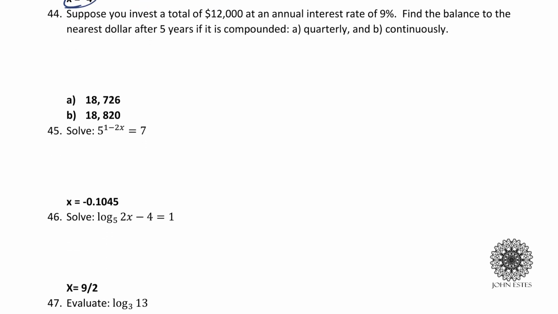Okay, number 44, I want to invest $12,000 at an interest rate of 9%. And I want to find the balance to the nearest dollar after 5 years, and we have these two different compounds. So what we have to know, first of all, are our two compound formulas. One is this one, and the second one is this one. The second one is the continuously compounded one. The first one is for compounds that are not continuous, and the number of times you compound a year is what this n value is.